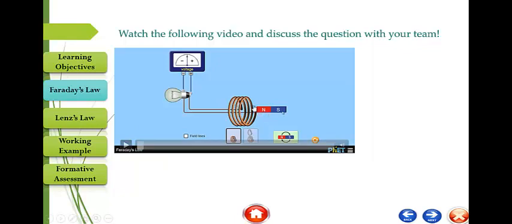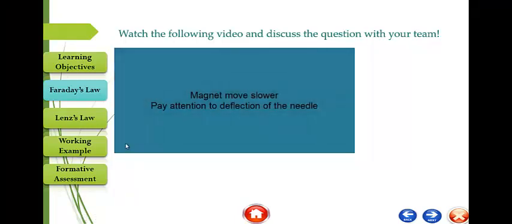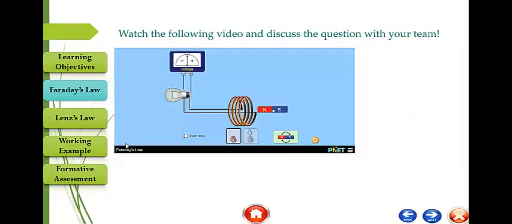The video consists of a magnet, a coil, a lamp, and a voltage source. Pay attention to the galvanometer needle when a magnet moves toward the coil and when the magnet moves away from the coil. Then the magnet moves slower, and pay attention to the deflection of the galvanometer needle.